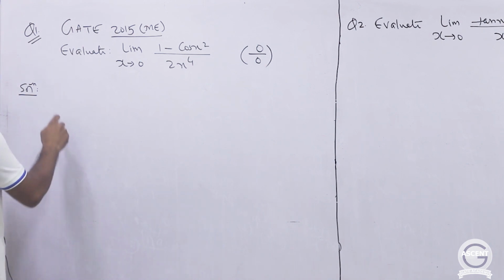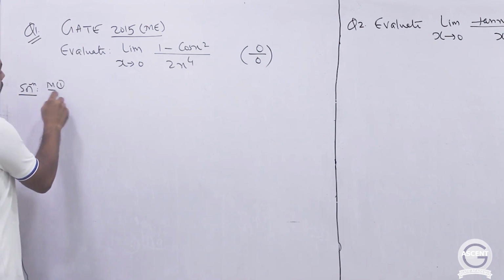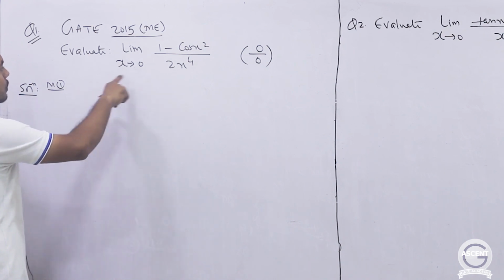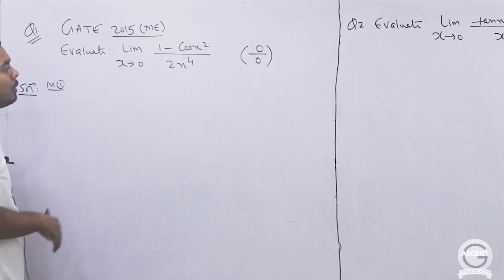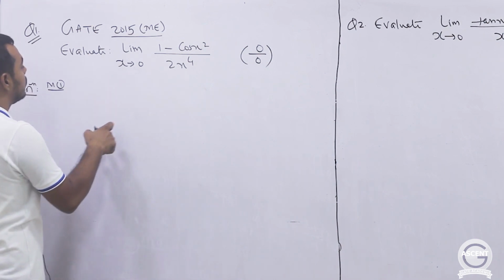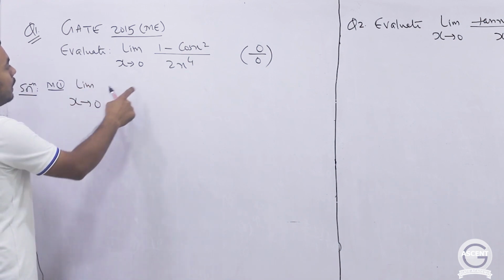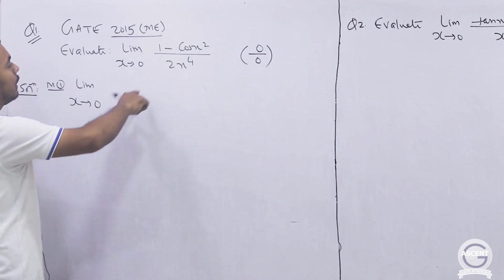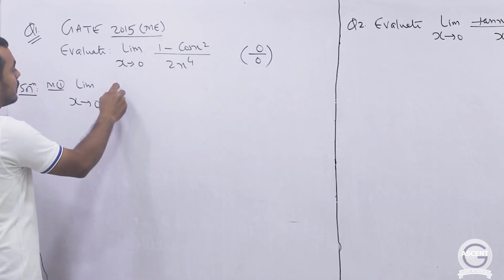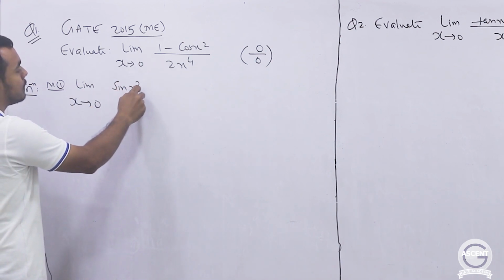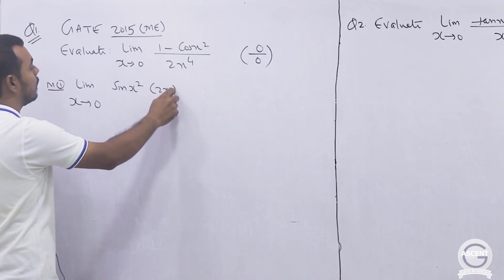So here if I apply L'Hopital's rule, there are a number of ways of solving this problem. So first we are going to solve this using L'Hopital's rule, then we will see the second approach. So this will give us limit x tending to 0. If I differentiate the numerator, derivative of minus cos x square will be plus sin x square into 2x.